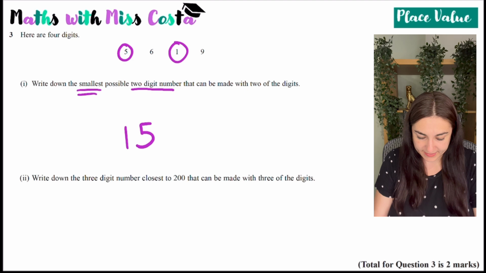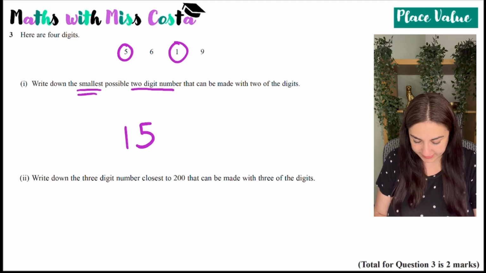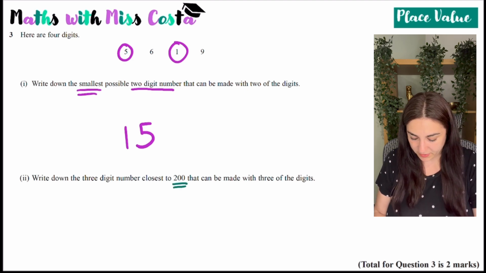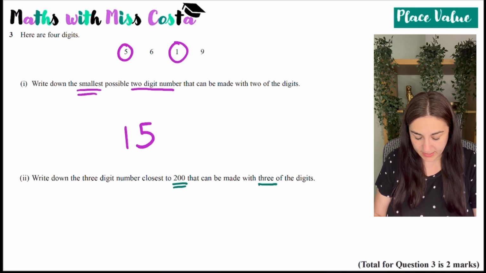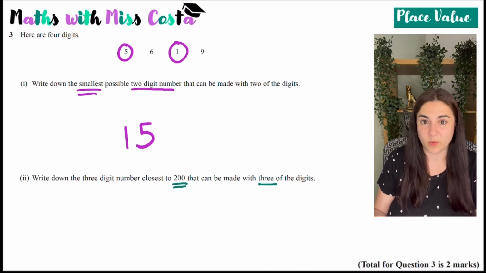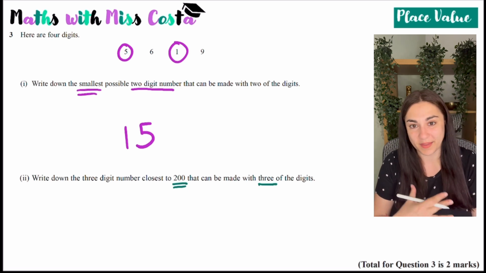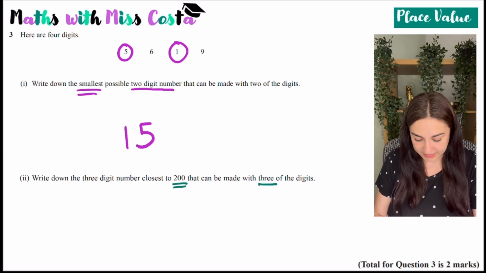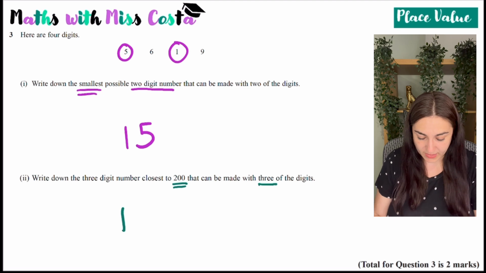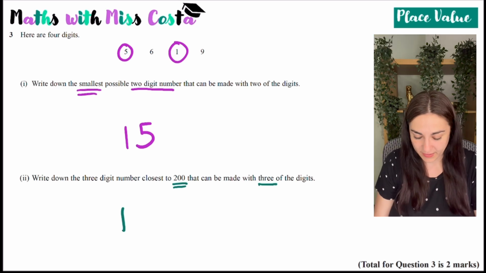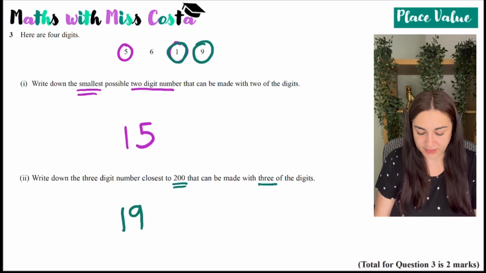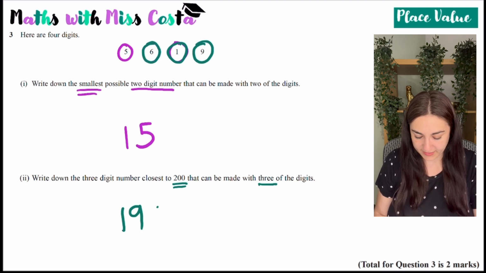Now write down the 3-digit number that is closest to 200 that can be made with 3 of the digits. Okay, so closest to 200 is either going to be 100 and something or 200 and something. So again, I'm going to start with 1 over here. And then closest to 200 is going to be the highest possible value that you can have. So that would be 9. And then the next largest value is 6. So that would be 196.